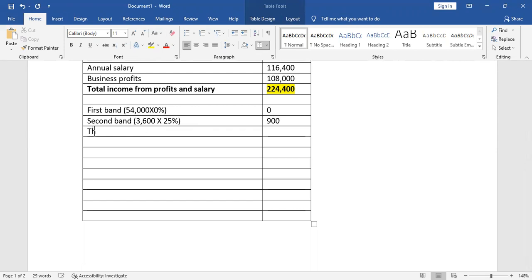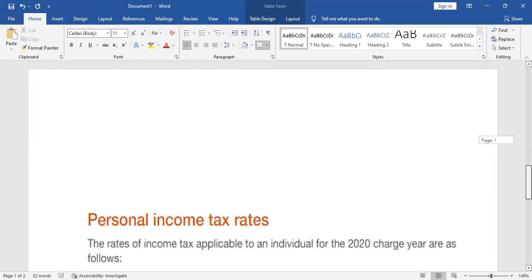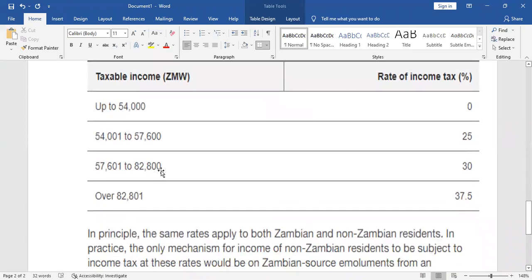Third band. Third band is here where there is 82,800, 57,600 to 82,800. So we'll simply say 82,800 minus 57,600. So we are going to apply tax on the 25,200.